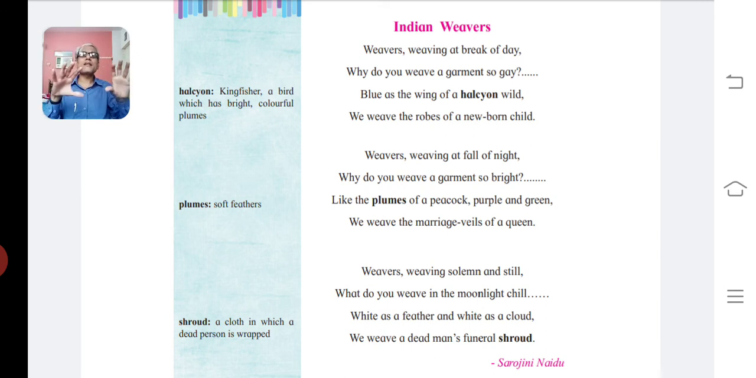While reading this stanza, this picture is produced in our mind that it is the time of morning, it is the break of day, and the weavers are weaving a very charming and beautiful garment, just like the blue wings of a kingfisher or a halcyon. So this is what imagery is.